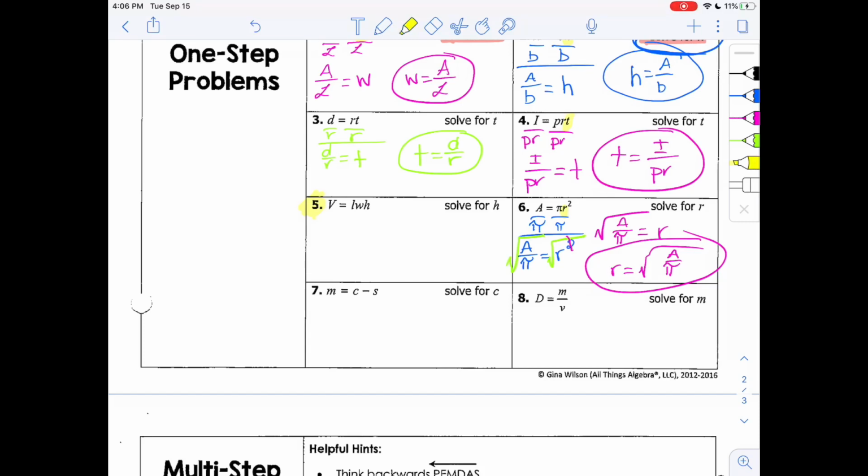Number 7 wants us to solve for C. In order to solve for C, we must get rid of minus S. To get rid of minus S, we must add S. We can't technically add M and S together, so we must write it M plus S equals C. Negative S plus S cancels out. And then again, flipping it so that it reads C equals M plus S.